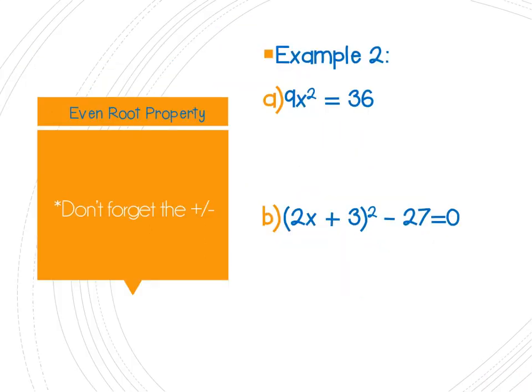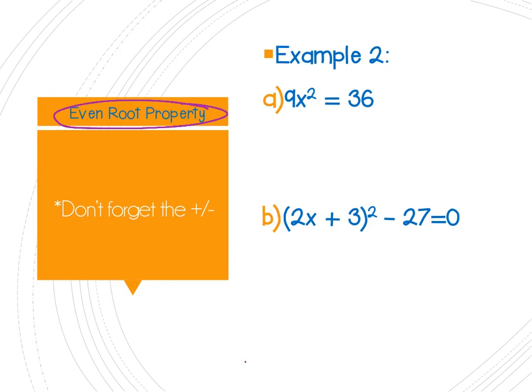Okay, then comes number 2. It is quadratic, but we're solving these using the even root property, which we've done a lot. The even root property says when I go to square root the other side, don't forget that I have to do the plus and the minus. That's the whole idea behind the even root property.